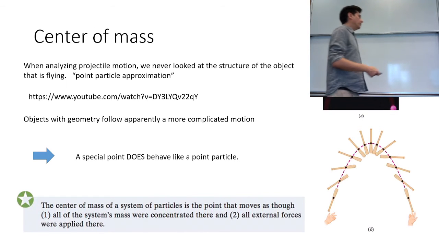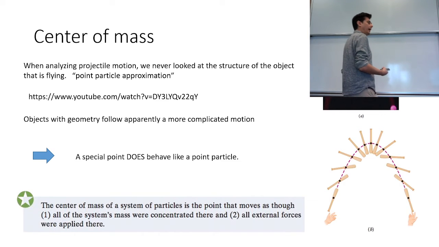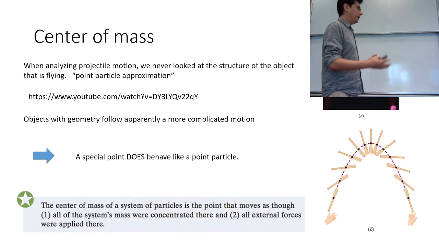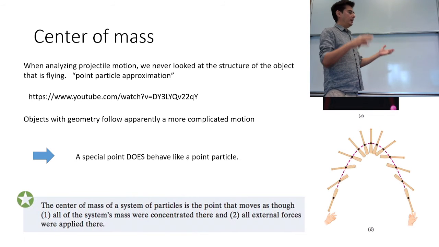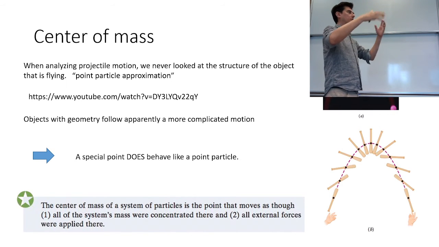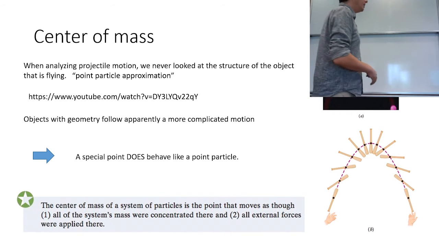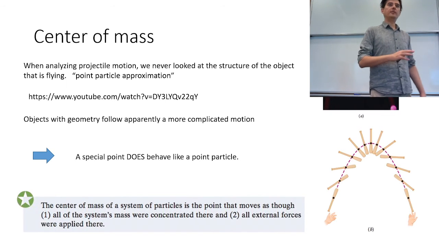So this is basically what we call the center of mass. It's a point that moves as though all of the system's mass were concentrated there, and all the external forces were applied there. So this is a really neat way of simplifying the motion of objects, because if we didn't have this, we would always have to think about how this object is tumbling, and then look at all the forces that are occurring separately, and it would be a much more complicated problem. But thanks to this concept, it saves a ton of work, right?